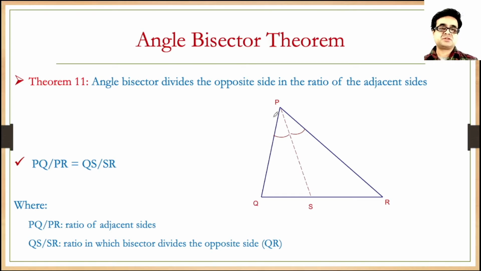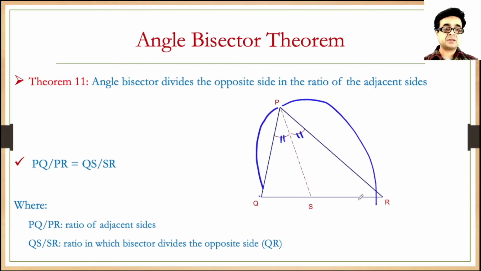And the theorem is this: when you have an angle bisector, it divides an angle into two equal parts. So here, PS is the angle bisector, and these two angles are equal. So it is dividing the angle P into two equal parts, and it divides the opposite side in the ratio of the two sides. What that means is PQ divided by PR equals QS divided by SR.